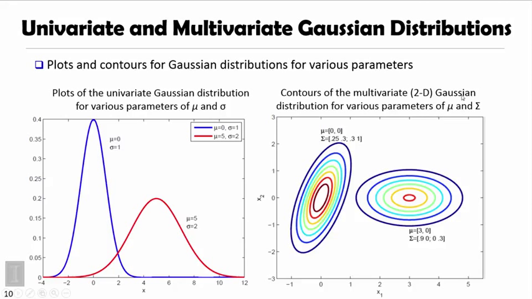Then for 2D Gaussian distribution, we give mu and sigma. We draw the contours for one set of parameters mu and sigma here. For another set of mu and sigma, the covariance matrix, we'll draw like this. Okay. So this is a typical way to visualize different parameters for Gaussian distribution.